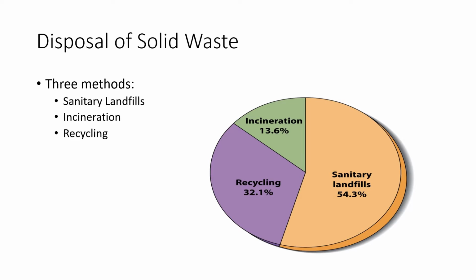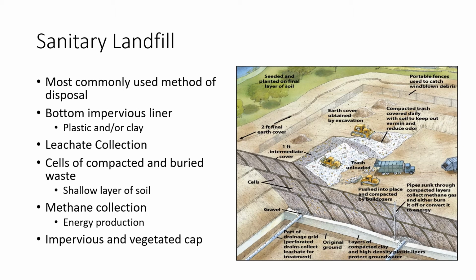So first of all, there are really 3 ways that we can dispose of solid waste. We can put solid waste into landfills. We can burn it, or do incineration, and we can recycle. And let's look at the first one, which is a landfill. This is the most commonly used method of disposal. So basically, if you throw your trash away, likely it's going to go into a landfill.